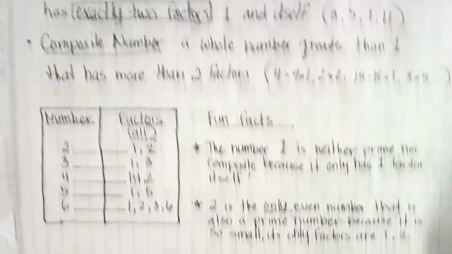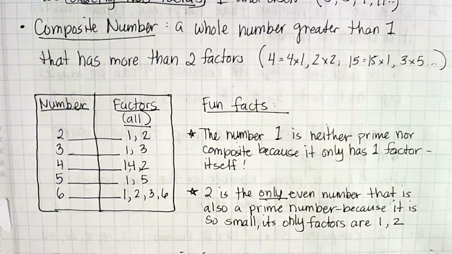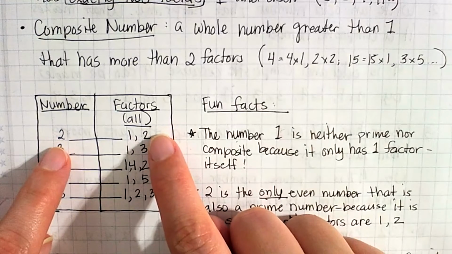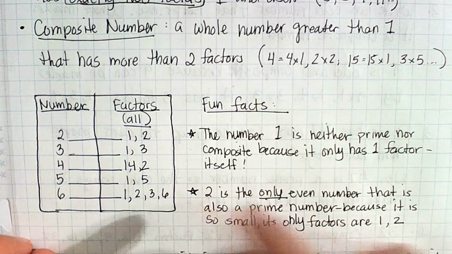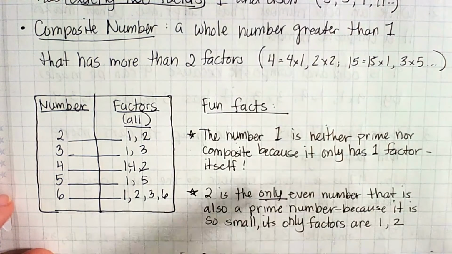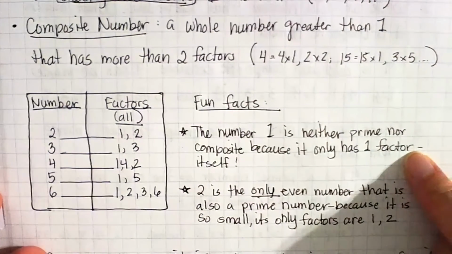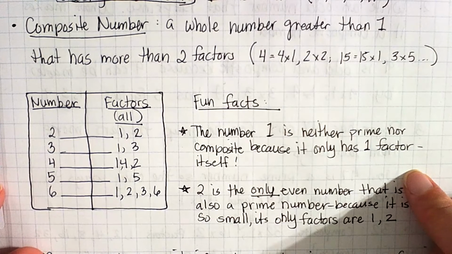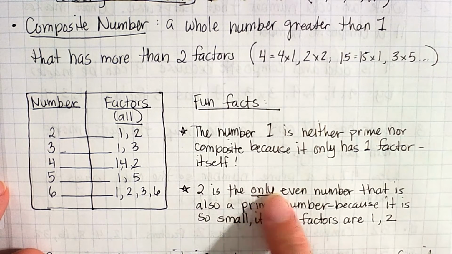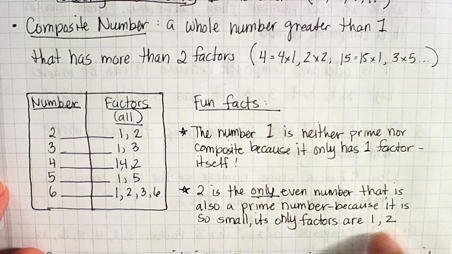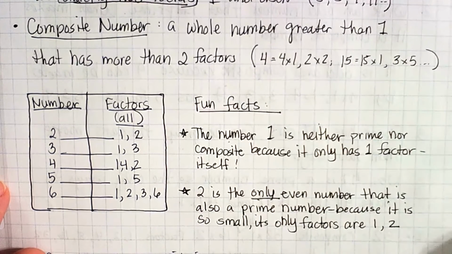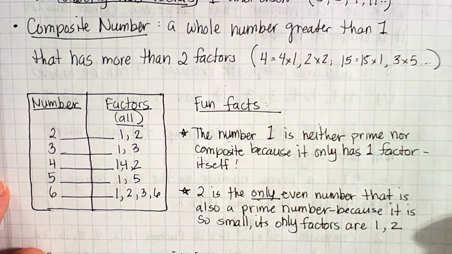So I made a small table over here, similar to the one that you saw, listing a number and the factors. So you can see that some of these are prime numbers and some of them are composite numbers. And I listed some interesting facts. So the number 1, we said, is neither prime nor composite because it only has 1 factor, itself. 2 is the only even number that is also a prime number. Because it's so small, the only factors of 2 are 1 and itself. So 1 and 2. Every other even number is a composite number.